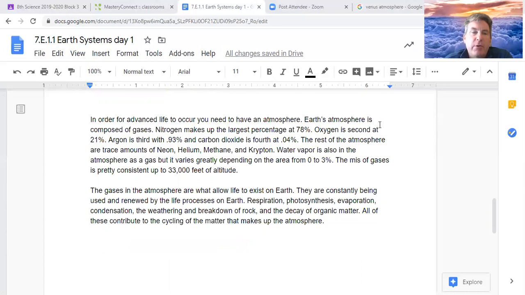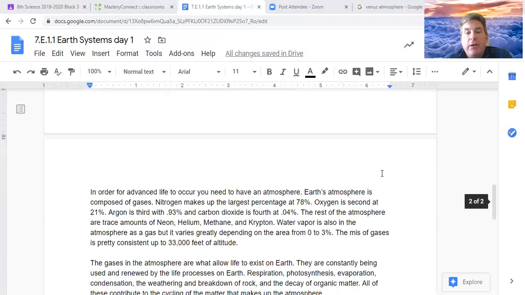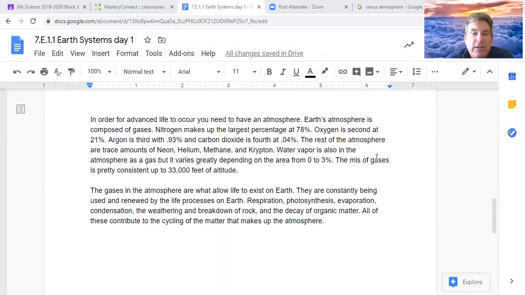Earth's atmosphere is composed of gases, so I can describe the contents of the Earth's atmosphere. We went over what an atmosphere was, and now we're actually getting to the contents of it. This is the piece that you really do need to know. Nitrogen makes up the largest percentage, about 78%. Oxygen is second at 21%. Thank goodness, because we do need oxygen to live.